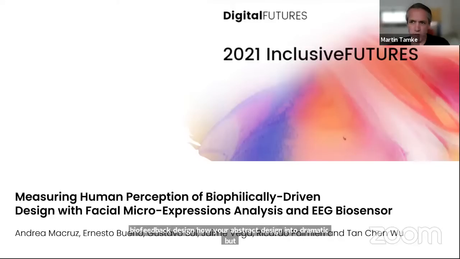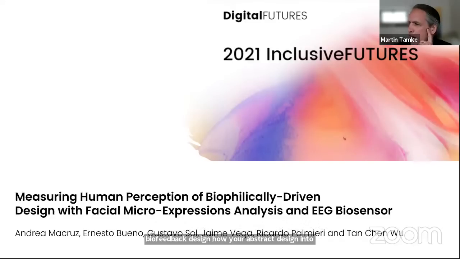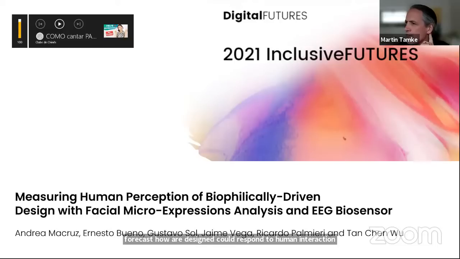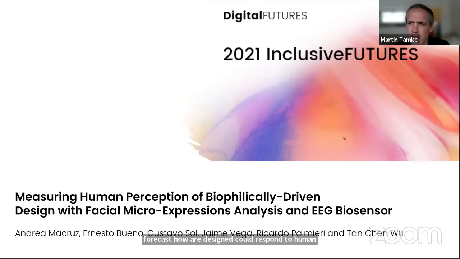So I think it's very large, and when I read your paper, I stumbled upon one sentence where you said the methodology allowed us to begin to predict and forecast how our design could respond to human interaction. And I find that, maybe you can delve on it, because I haven't found this really in your presentation or in your paper. How do you predict it?